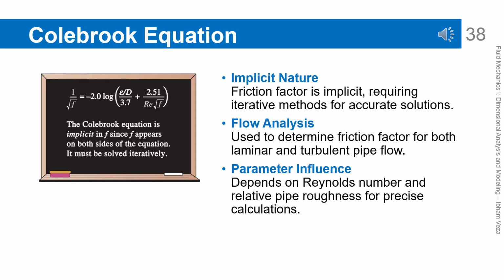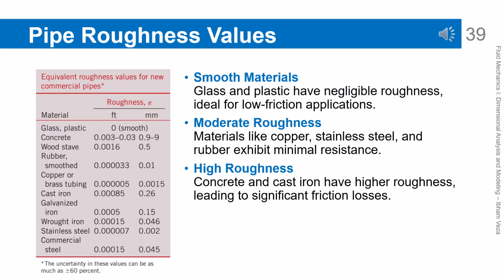Colebrook equation overview. The Colebrook equation is used to determine the friction factor for turbulent flow in pipes. This equation is implicit and cannot be solved directly without iteration. The friction factor depends on the Reynolds number and the relative roughness of the pipe. Therefore, calculations usually use numerical methods or the Moody chart. This equation is very important in engineering piping system design. Pipe roughness values.